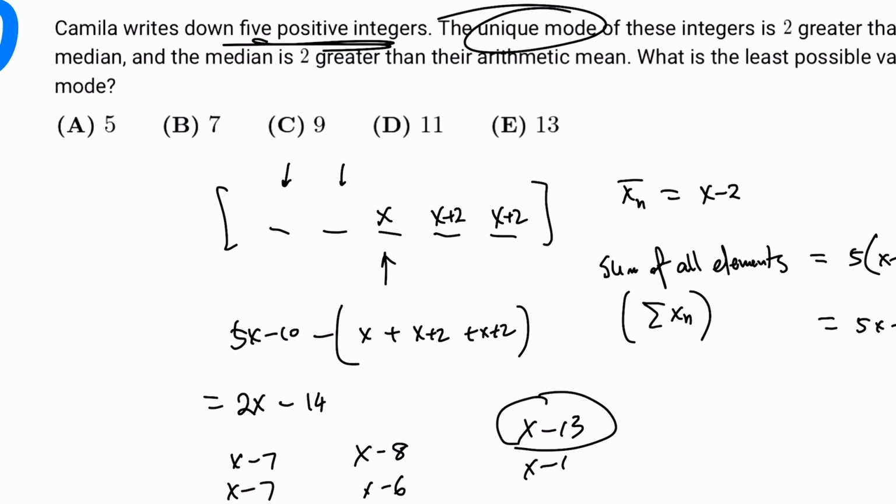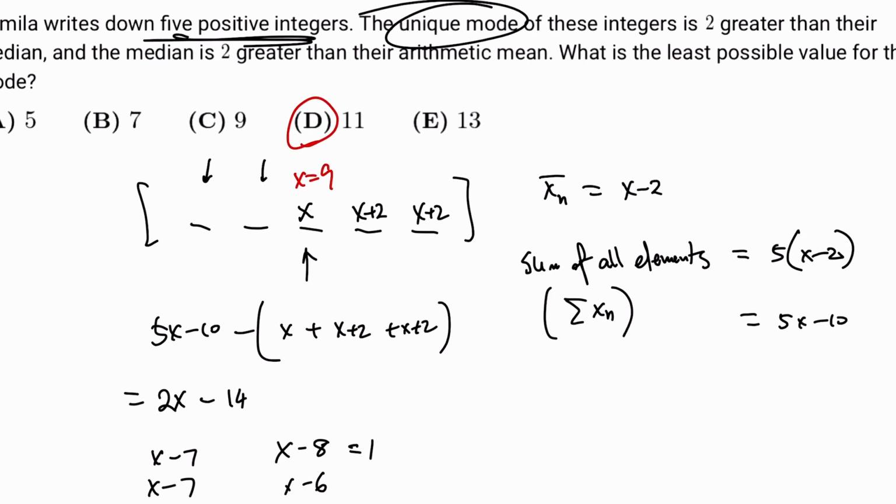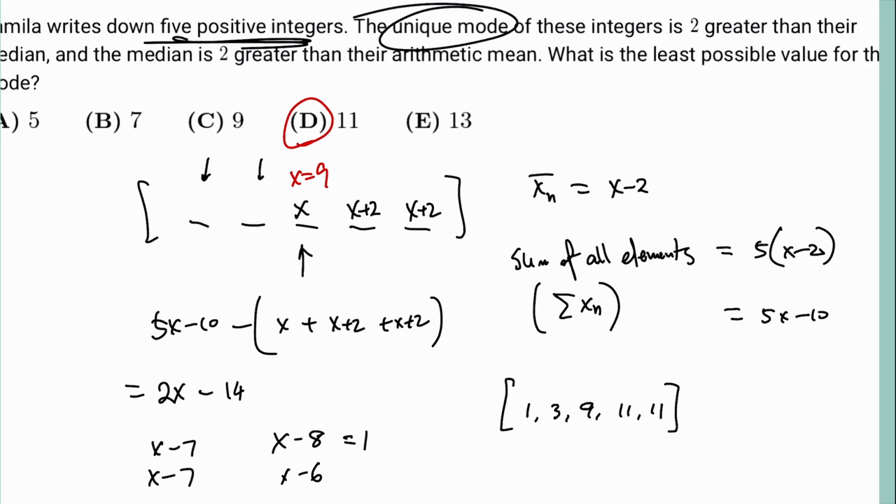If I have x minus 13 as a positive integer, let's say equal to 1, then x is 14, which is really big, which we don't want. So here the best we can do is x minus 8. That becomes the smallest positive integer, which is 1. So then x becomes 9, and that unique mode is going to be x plus 2, or 11. And we can check that our answer 1, 3, 9, 11, 11 indeed satisfies the condition that it asked for.